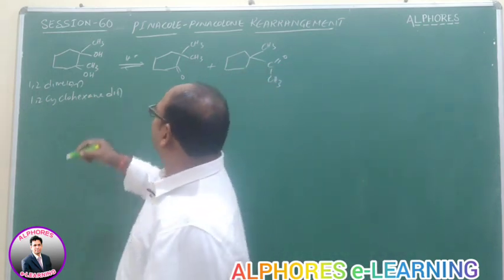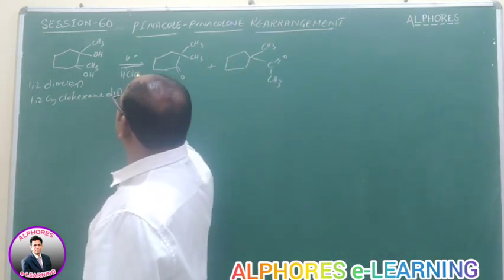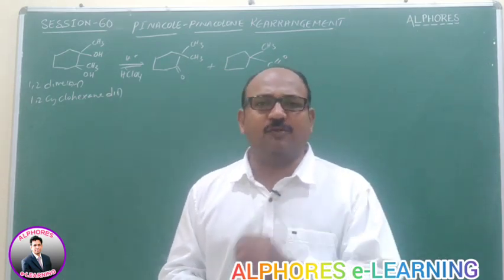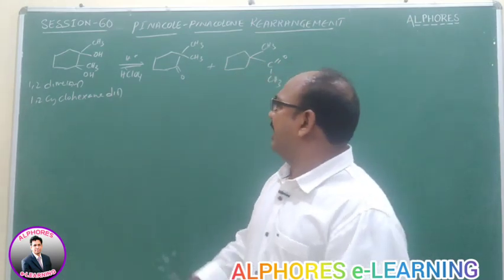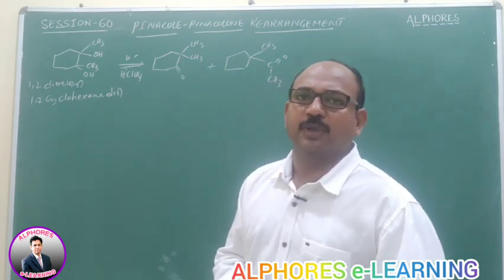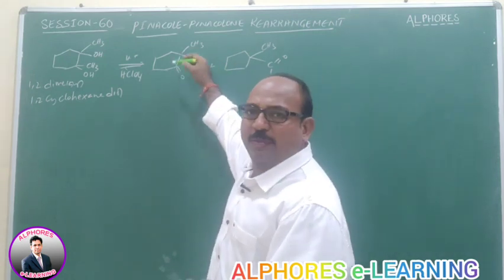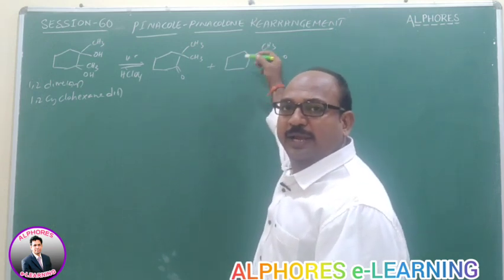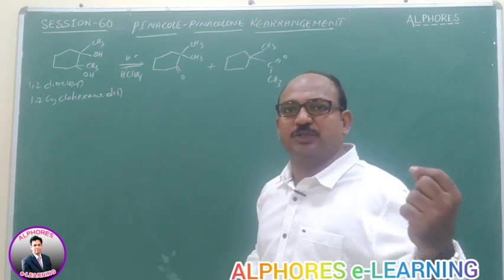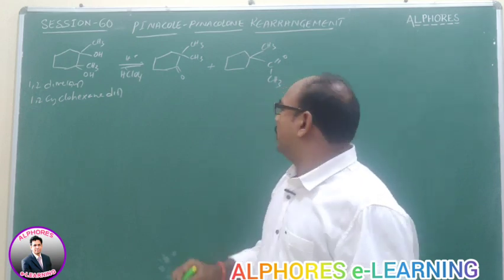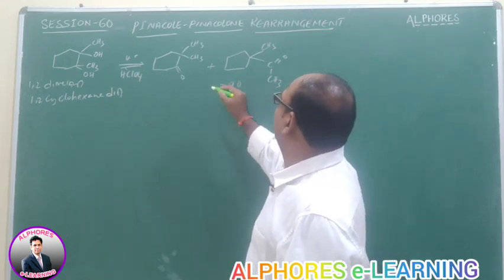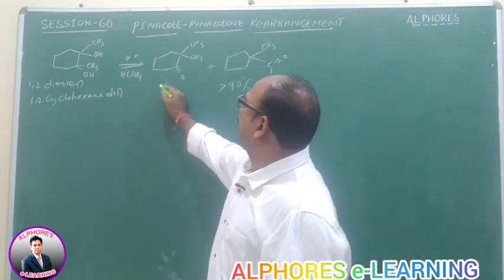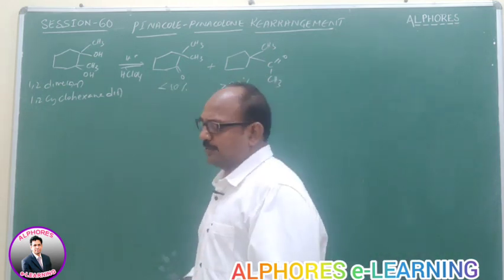1,2-dimethylcyclohexane-1,2-diol, upon reaction with HClO4, perchloric acid, gives two products. One is formed simply by migration of a methyl group, and the other by migration of a methylene group, CH2 group migration. We mentioned that this one is greater than 90%, and this one is less than 10% product.